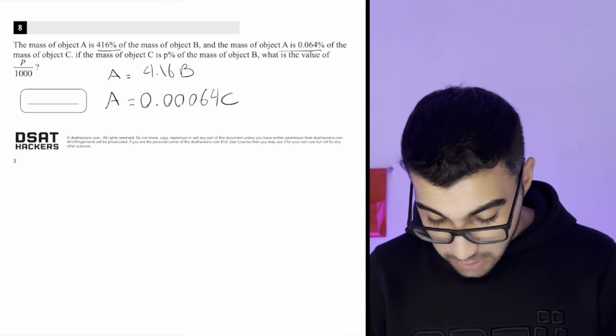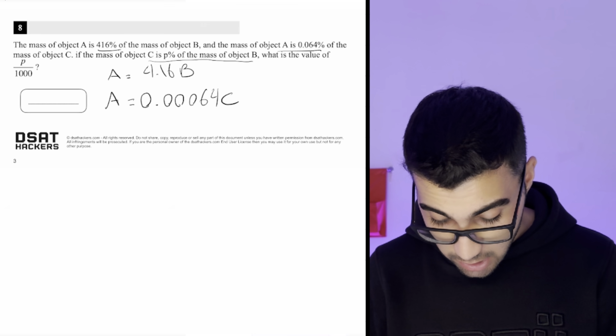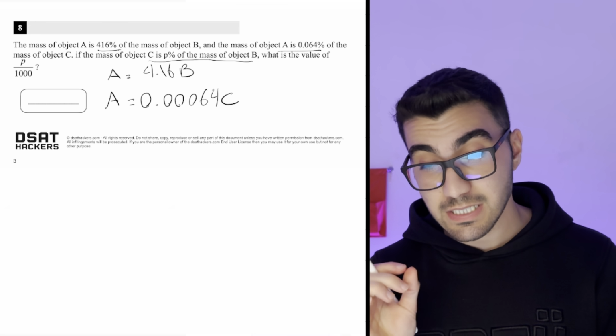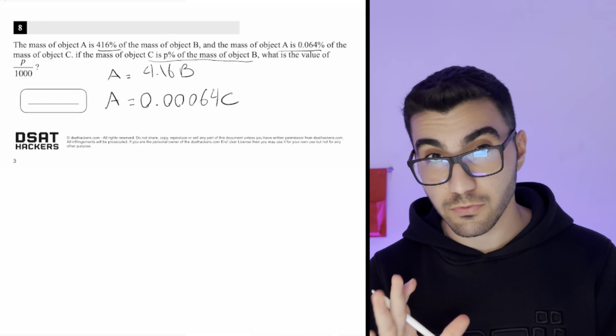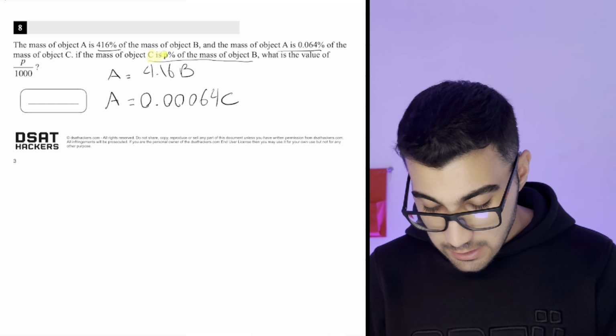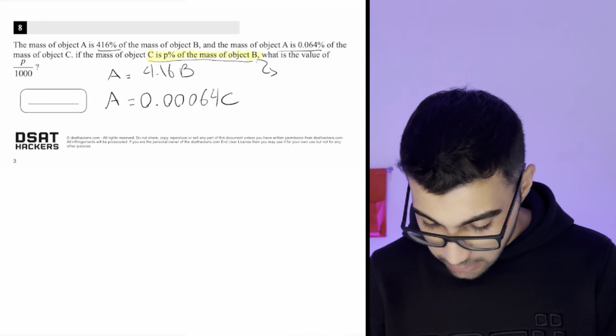Now, if the mass of object C is P% of the mass of object B, what is the value of P over 1000? Here is the important part in the percent questions. Make sure what the question is asking for. C is P percent of the mass of object B. So write that down.